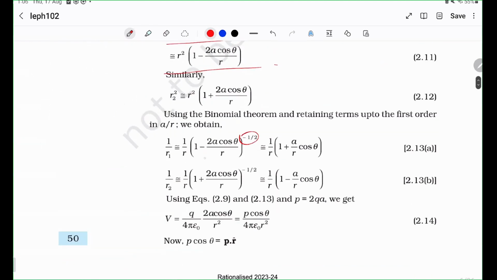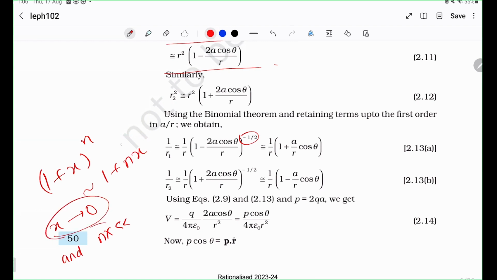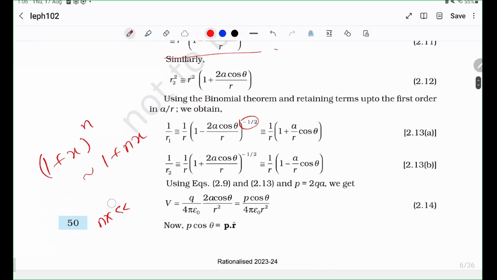This is the binomial approximation: 1 plus x to the power n is approximately 1 plus nx, as long as x is very, very close to 0 and nx is not very large. It's very important that nx should not be very large, but if x tends to 0, this is a valid approximation. That's what they do here. In fact, the most popular case is 1 plus x to the power half, because you want to approximate root of 1 plus x as 1 plus x by 2. Very simple approximation.